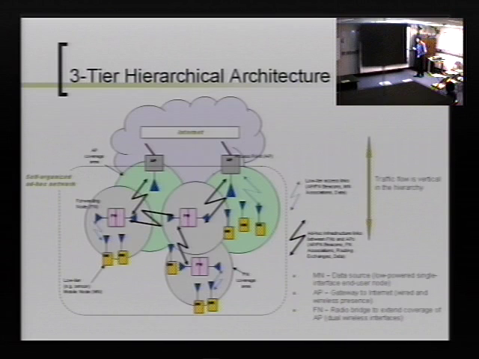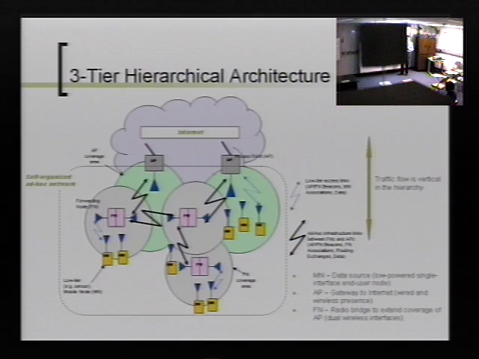To describe the basic architecture that we considered, we look at a three-tier hierarchy where the lowest tier is the mobile node layer. These mobile nodes are generating data which is destined for some location on the internet. So basically there's flow of data from the mobile nodes to and from the internet. And these mobile nodes have a single wireless interface.